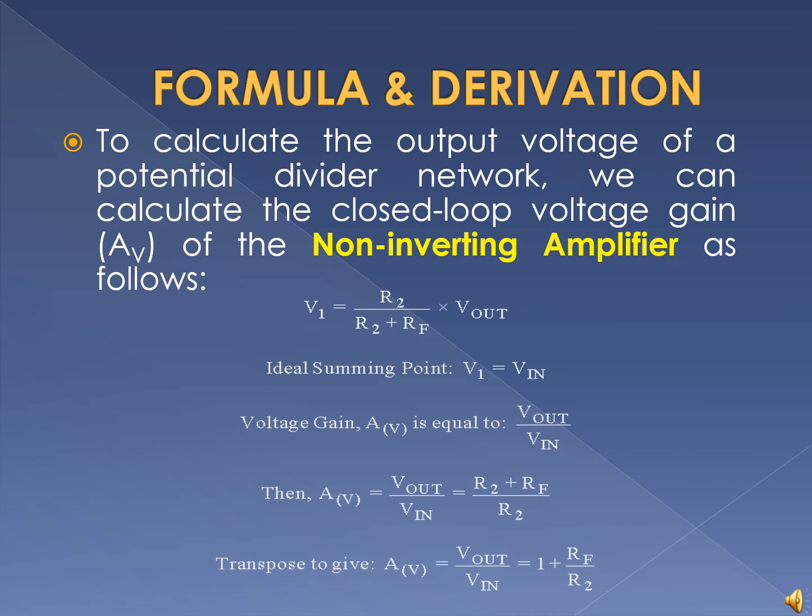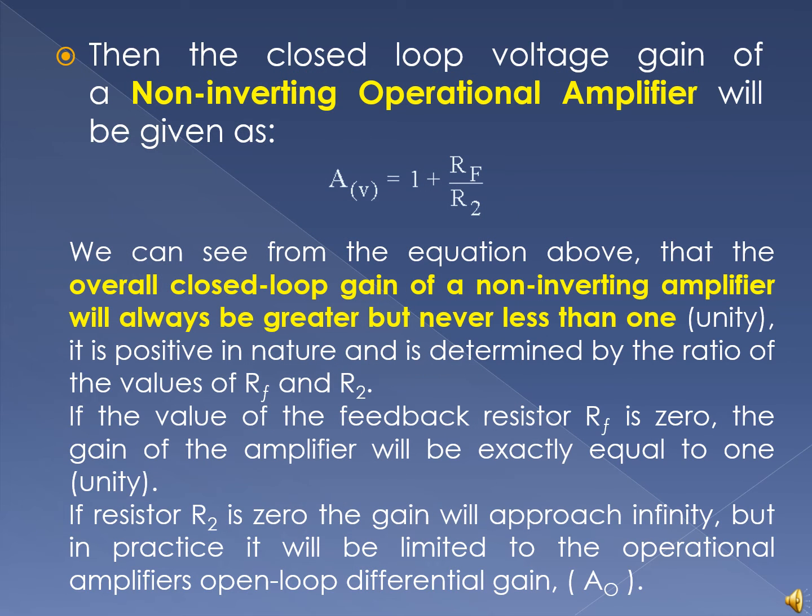Similar to the inverting amplifier, we derive a formula. V1 is given by R2 by R2 plus Rf into Vout. For ideal cases, V1 is equal to Vin, and the voltage gain is given by Vout by Vin, which is equal to R2 plus Rf by R2. This can be further simplified as AV is equal to 1 plus Rf by R2. We have now learned that the overall closed loop gain here is always positive and greater than or equal to 1.